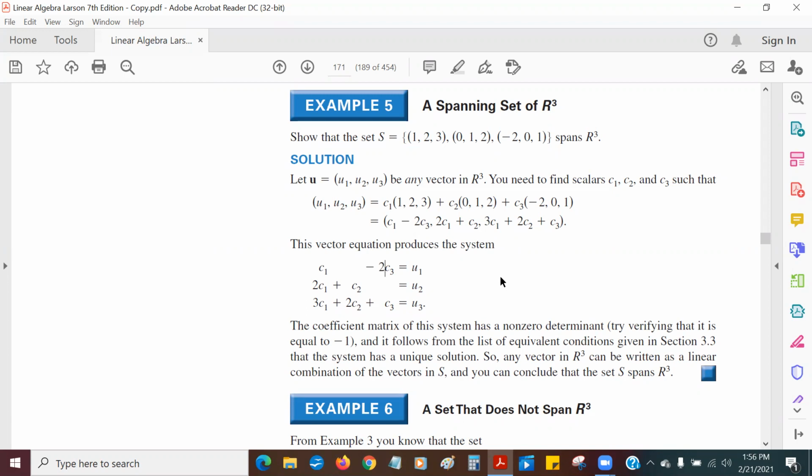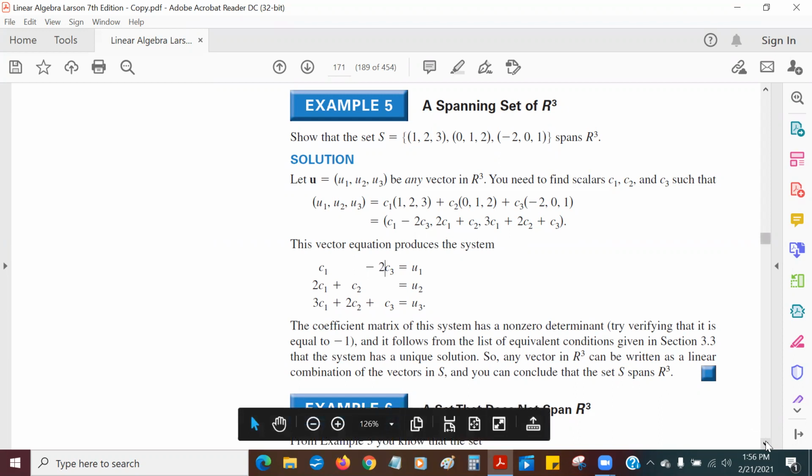And the other thing I want to say is that therefore this system will have a solution. In fact, we'll have one unique solution. So it won't be no solutions, it won't be infinite solutions. There'll be one exact solution. And that, my friends, is awesome.